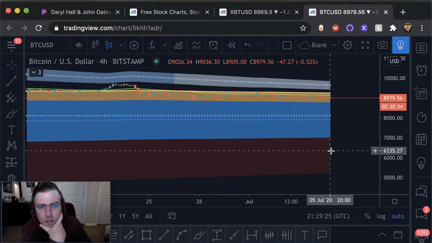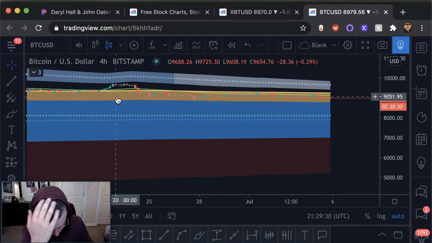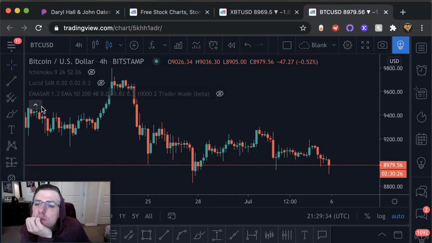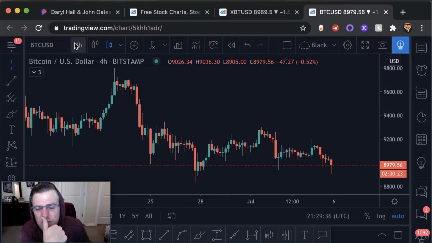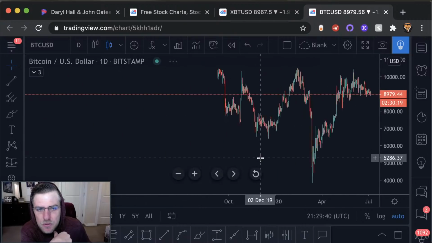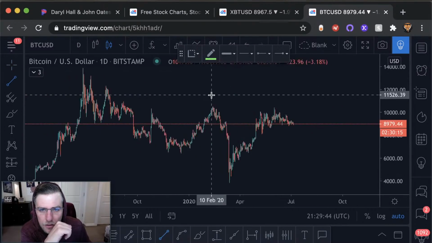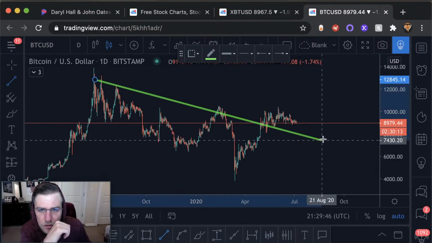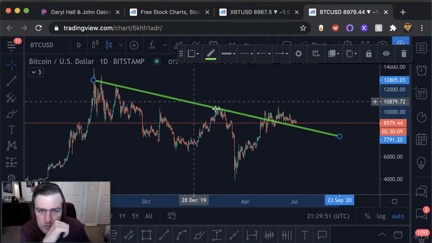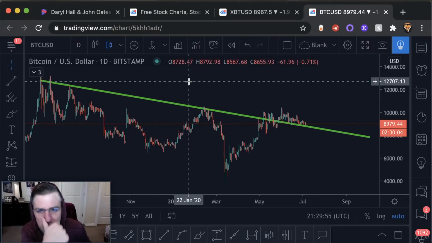All right, I will continue moving along here. So it's kind of given the idea of what I'm looking for over the next couple weeks to month or so. And something that could definitely change that is how we react to this trend line here.